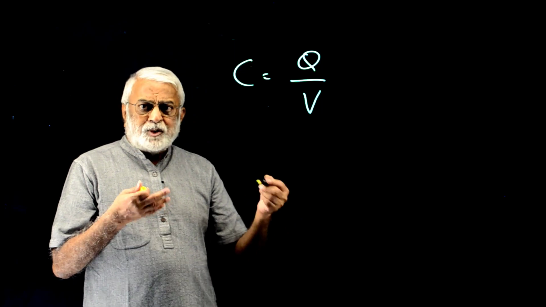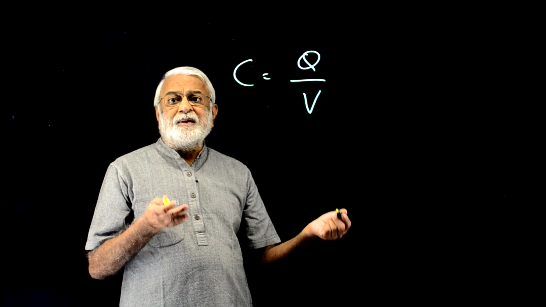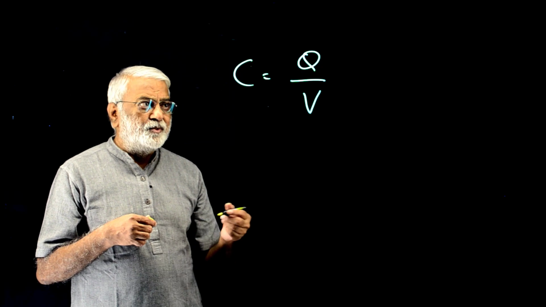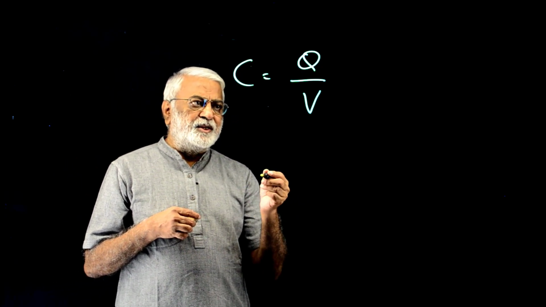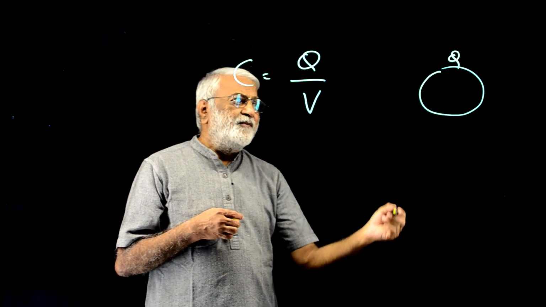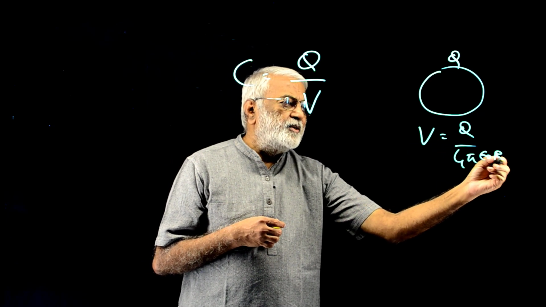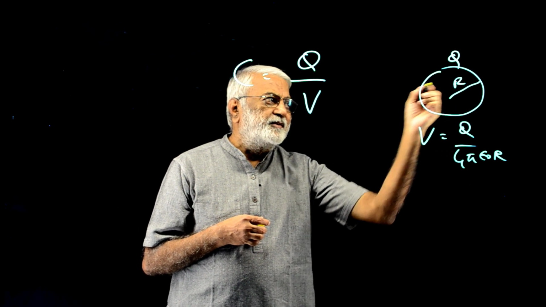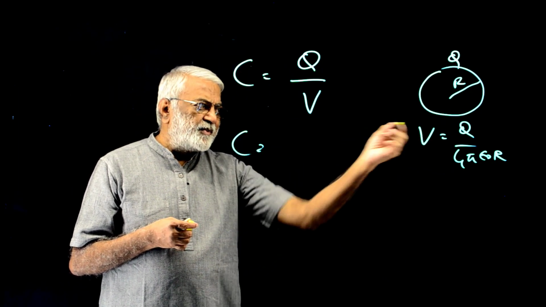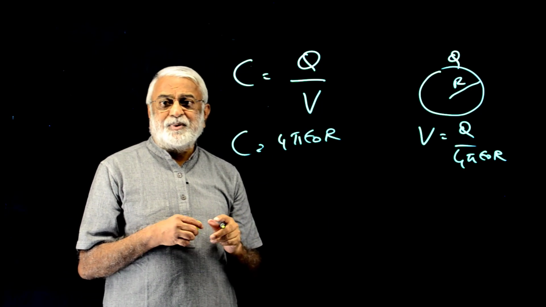So, you assume a charge on the conductor, and in case of a spherical conductor, you know the formula for the potential of the conductor. So you have this charge Q on the spherical conductor, and its potential V would be Q by 4 pi epsilon 0 r, where r is the radius of this conductor. Now the ratio C equals Q by V, you can see from here, comes to 4 pi epsilon 0 r. As simple as that.